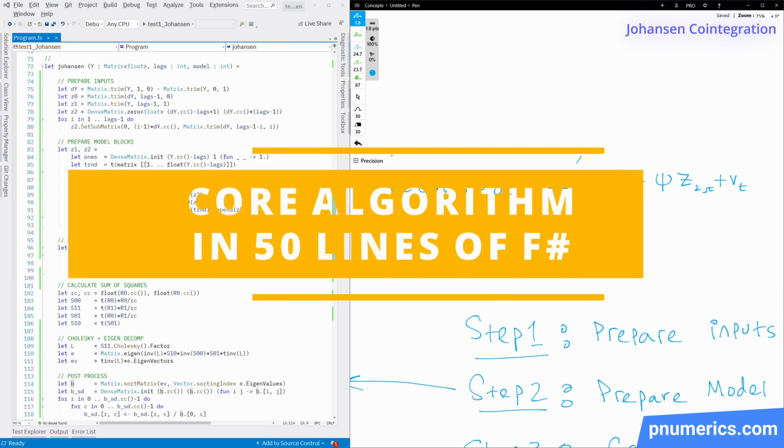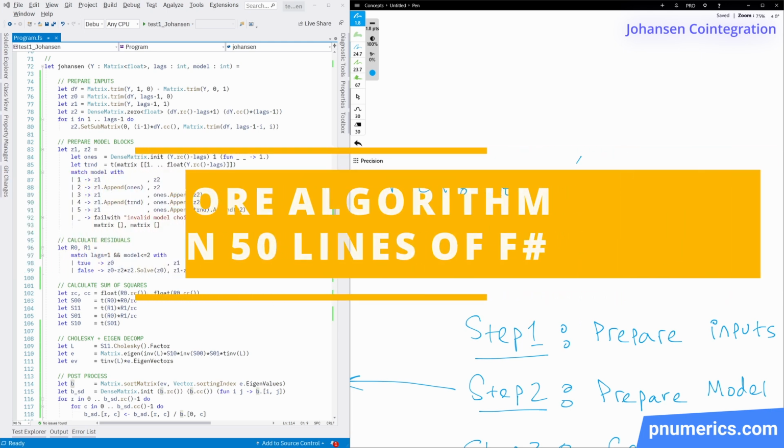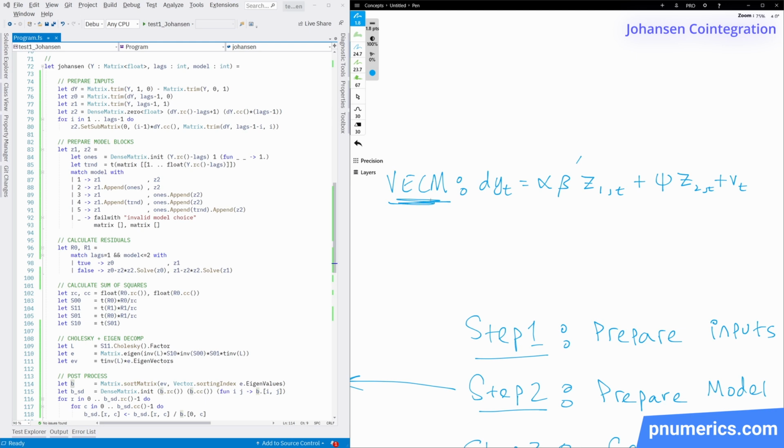Let's take a look at the general form of a vector error correction model, a VECM. And that is alpha times beta times z1 plus psi z2 plus vt. Now, notice this part here. This is your long run dynamics. Okay? And our efforts are going to be to figure out what alpha and beta are.